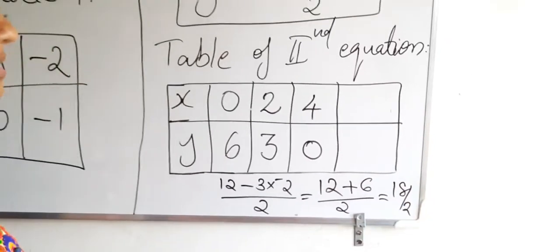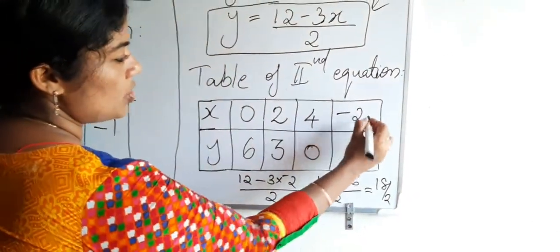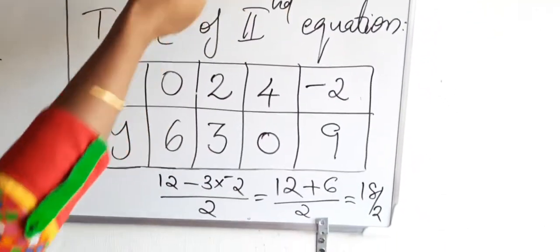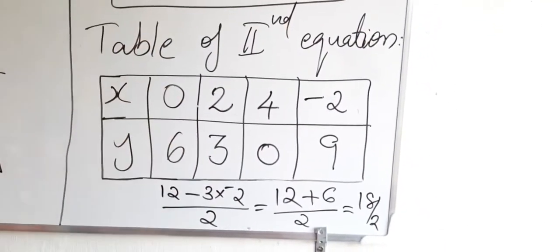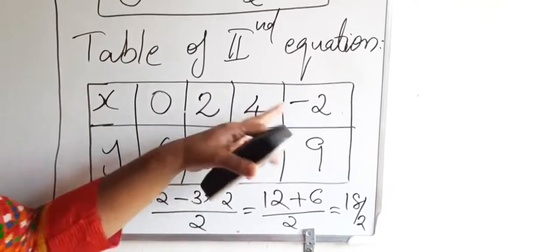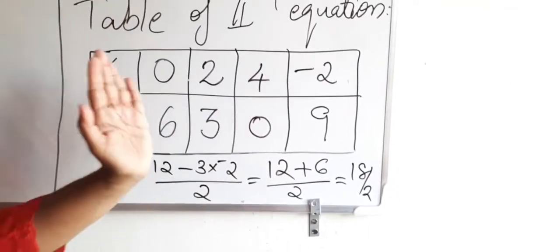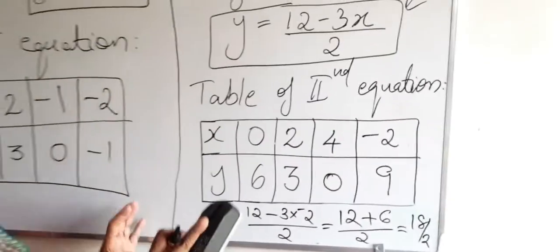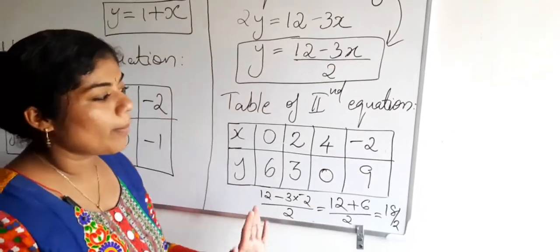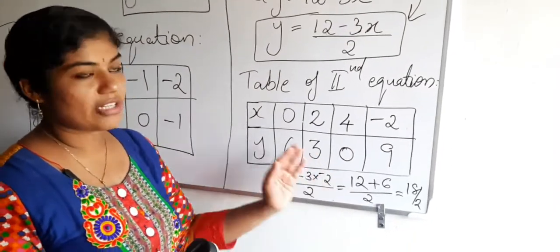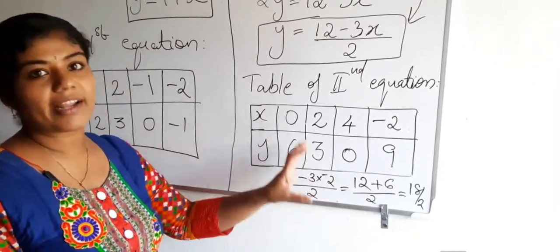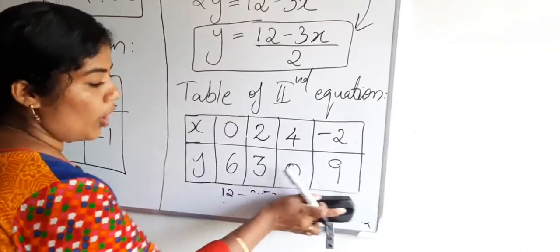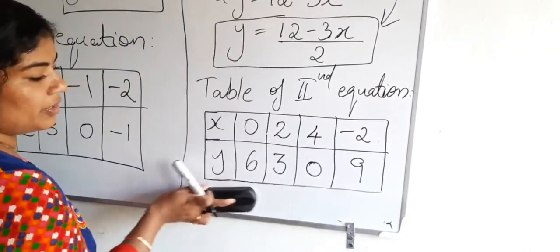So your answer is 9. So when it is minus 2, your answer will be 9. When it is minus 1, 15 by 2 will come. So it will be a decimal number. So take like that. Only 2 or 3 points is enough to draw a graph. That's better. Don't make it more complicated with fractions or decimals like that. Only write whole numbers. So now we got the points and the equations.